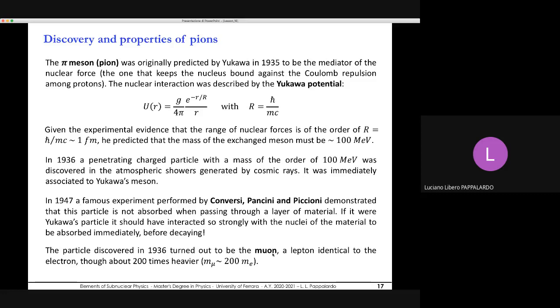And it was then understood that it was instead a heavier brother of the electron that we call the muon, with a mass roughly 200 times higher than that of the electron. So nothing to do with the pion.